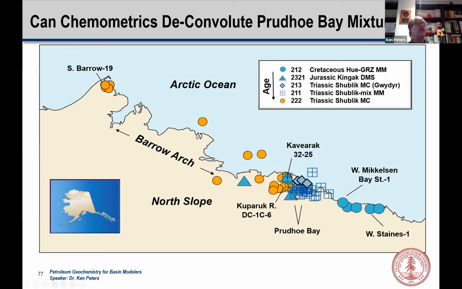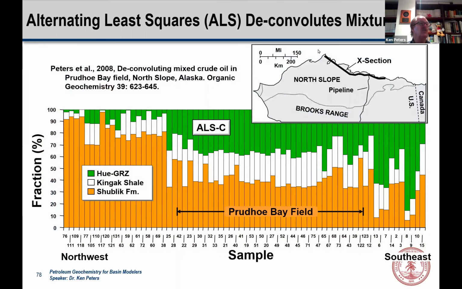So can chemometrics deconvolute those mixtures? Yes, we can do that. We can use alternating least squares of concentrations of compounds, not ratios. Ratios mix as curves, right? So we're going to use concentrations of compounds in the range of C15 to about C35.